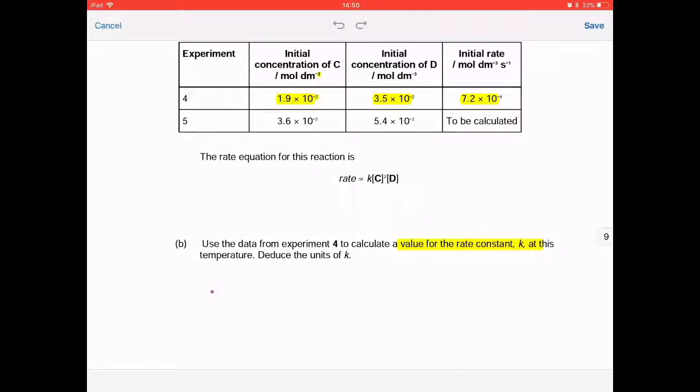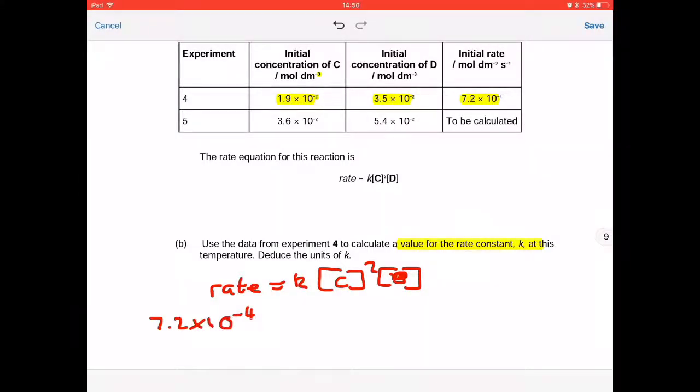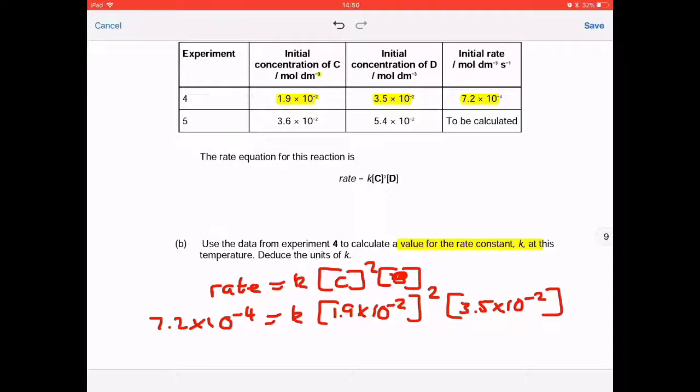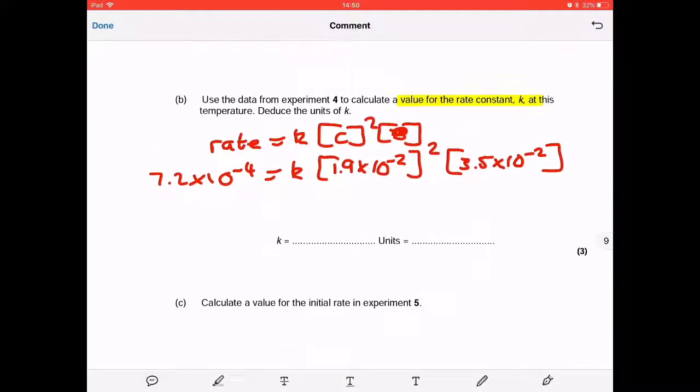So if we have rate equals K C squared D, we know that 7.2 times 10 to the minus 4 equals K times 1.9 times 10 to the minus 2, squared, times 3.5 times 10 to the minus 2. That there is the sum that we have to rearrange in order to find K.